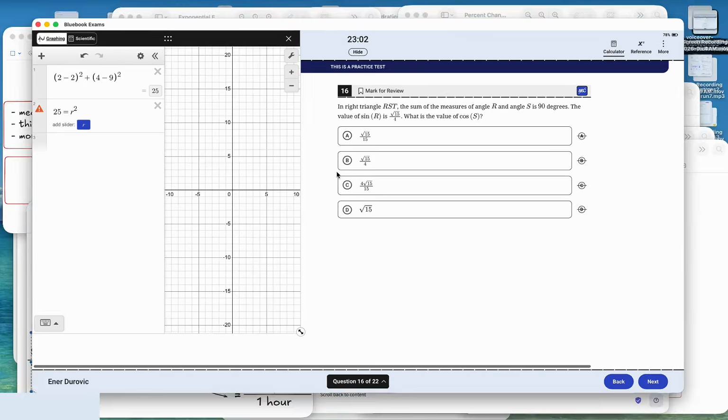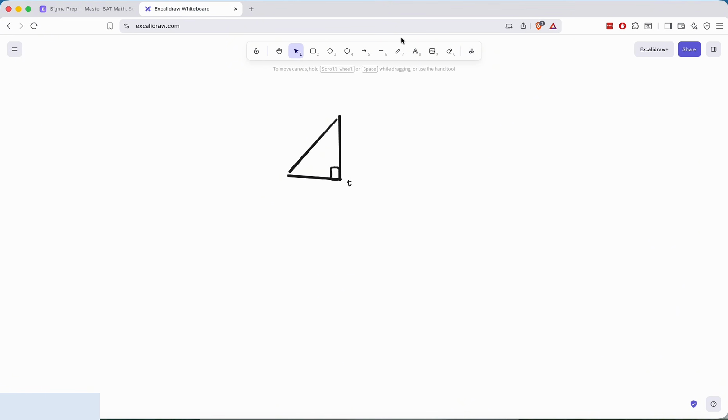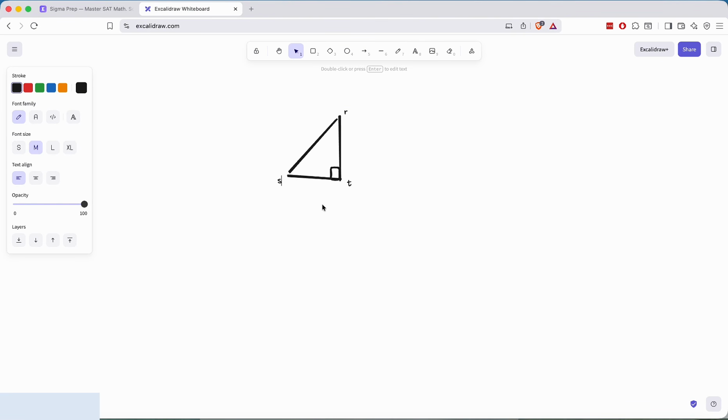So let me go ahead and go over here and sketch out a right triangle really quick, right? So there we go. This is why you still want to use your scrap paper. And here's our right triangle. And what we said was t over here was the right angle. And then we could put r and s. It doesn't matter where those are, right?